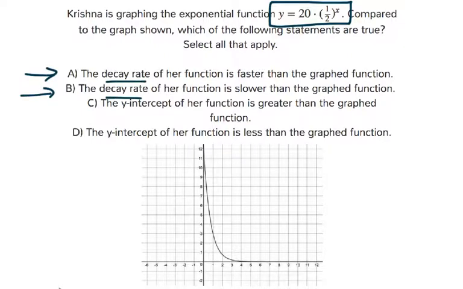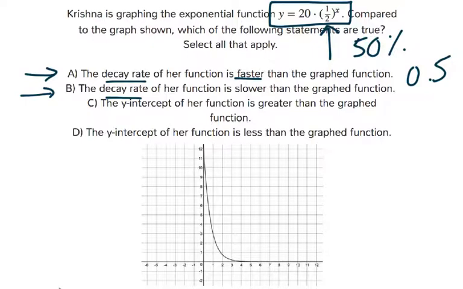So we want to know which decay rate is faster. Which one decays faster, goes down faster? Well, her equation decays at 1/2. The rate is 50%, or a decay factor of 0.5. And then let's go ahead and look at the actual graph.